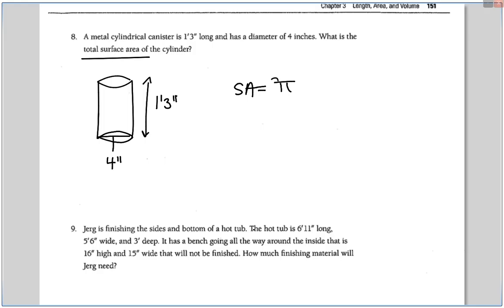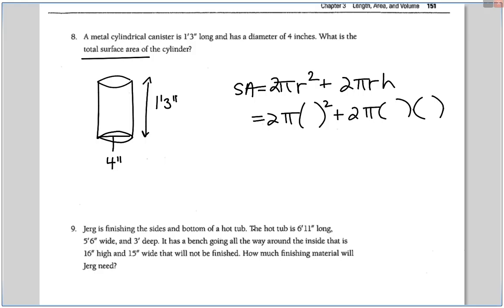I'll go with inches. So the surface area formula for a cylinder is 2 pi r squared plus 2 pi r h. So the radius and the height, that's all we need. And it has to be in inches, I think. So this is the diameter. Divide by 2 to get the radius. Put it here and here. Now all we need is the height, which is this length.